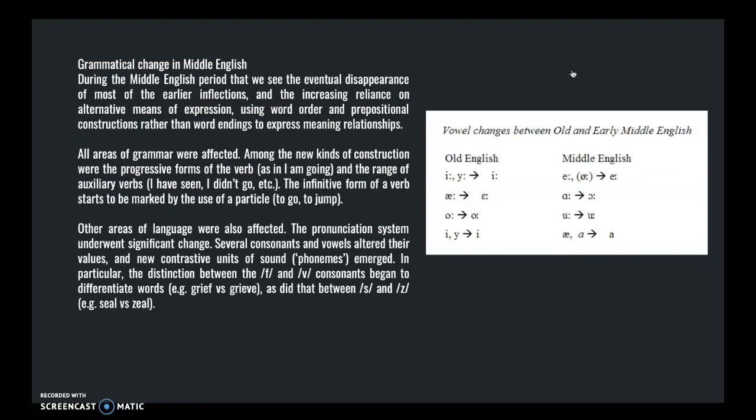Other areas of language that were also affected during this period were the pronunciation system, which had significant changes. Several consonants and vowels altered their values, and new distinctive units of sound emerged, such as the distinction between the F and the V sounds, and also the S and the Z sounds.